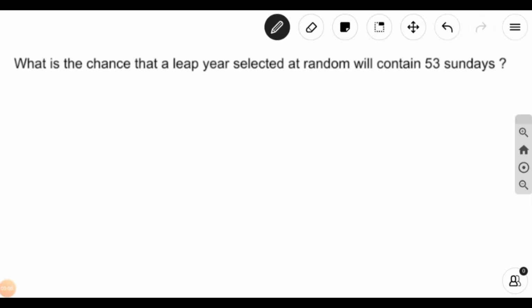Today I am going to explain a problem from probability and statistics. So the question is, what is the chance that a leap year selected at random will contain 53 Sundays? So let's see the solution.